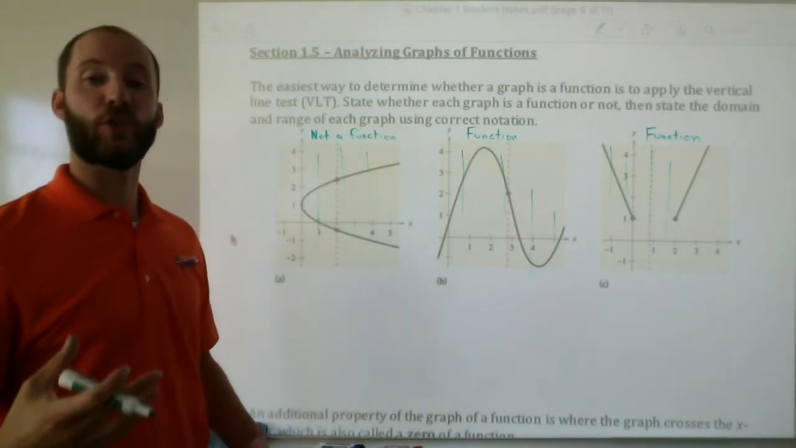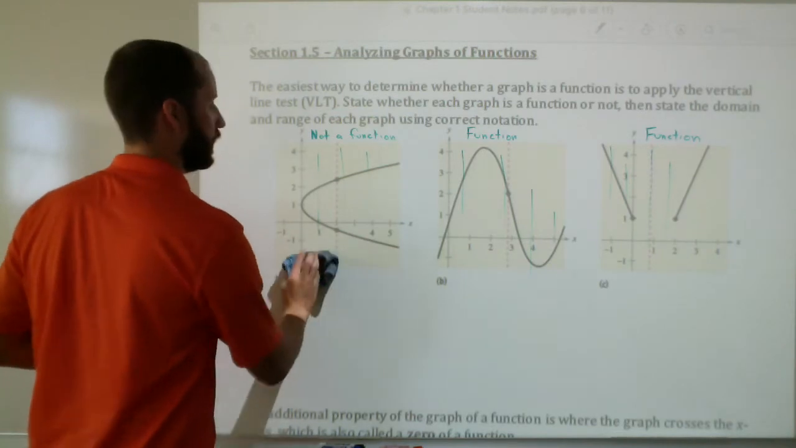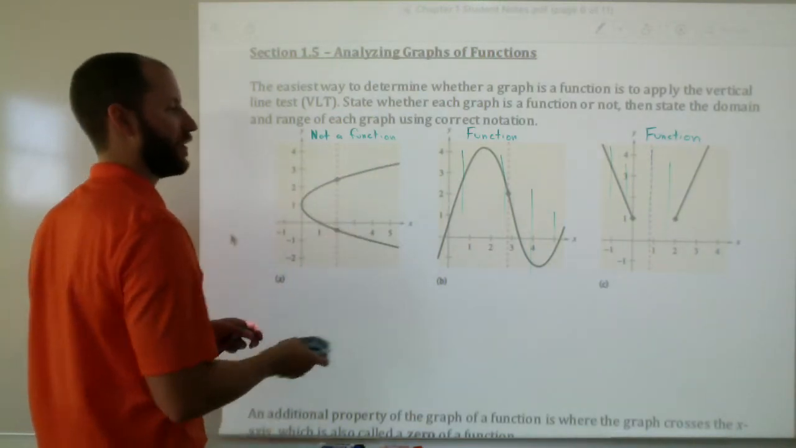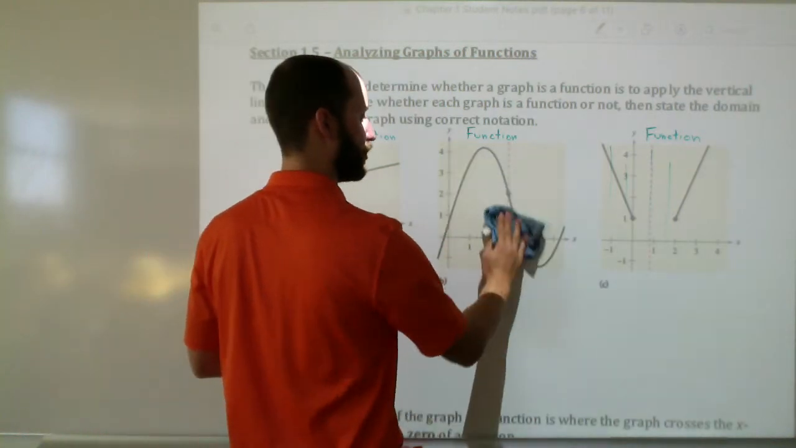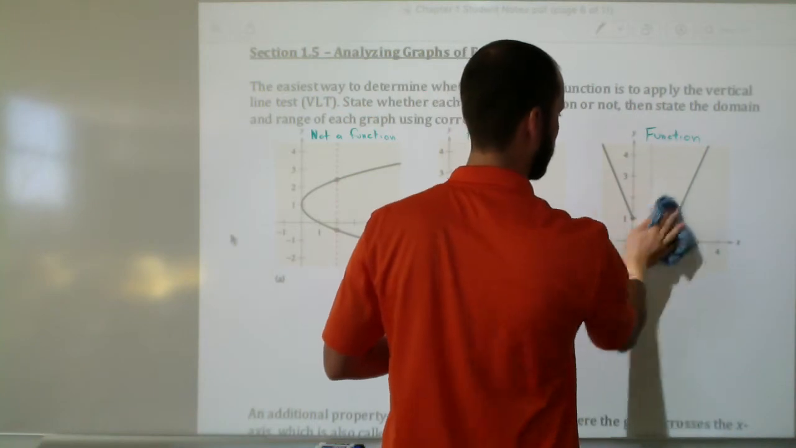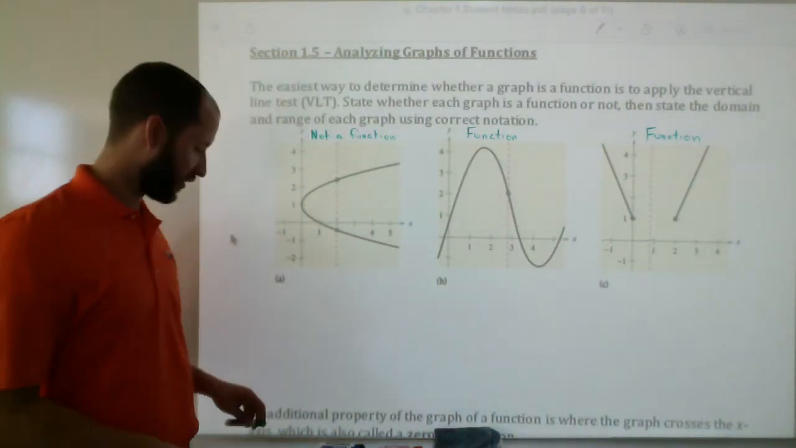Now we want to talk about the domain and range of each of these. Now when you have the visual, you don't have the equation like we looked at in the last section. So you got to have a bit of a different approach. You got to have a visual approach. What I like to do is I like to look at the shadows that the function casts on each axis.